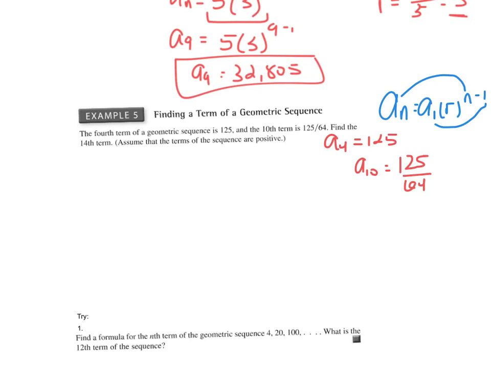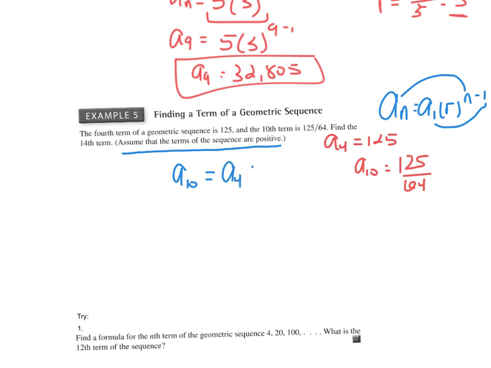In our case, one thing I want to point out is that they say assume that the terms of the sequence are positive, because if they alternated between positive and negative, that means your ratio would be negative. So just keep that in mind. Instead of the first term, we're given the 4th. So I'm actually going to plug that in for A1 instead. But I'm also going to plug in A10 for n, because otherwise I have too many variables going on.